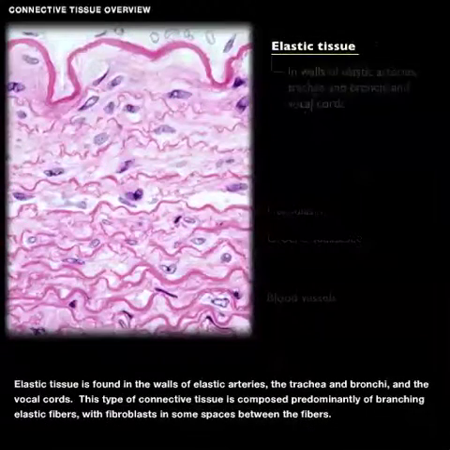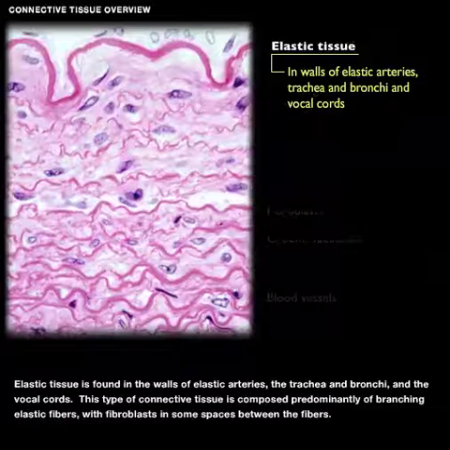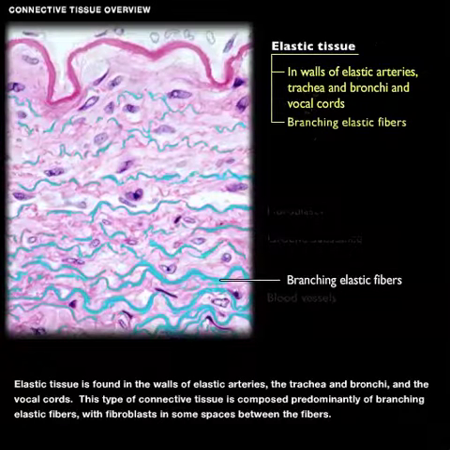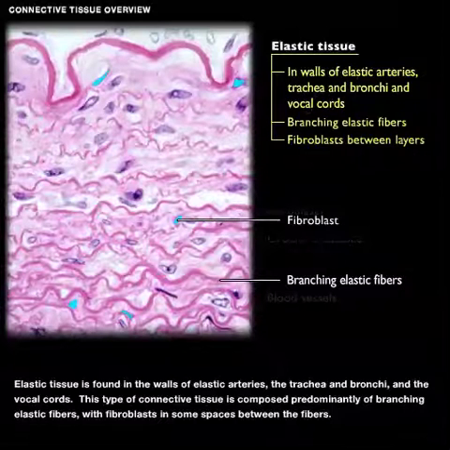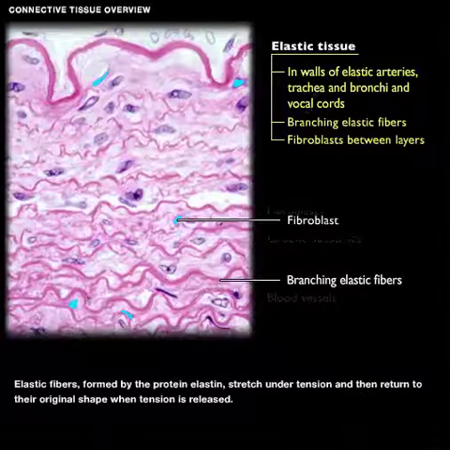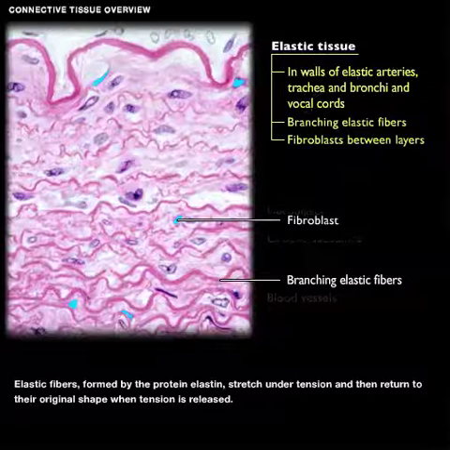Elastic tissue is found in the walls of elastic arteries, the trachea and bronchi, and the vocal cords. This type of connective tissue is composed predominantly of branching elastic fibers, with fibroblasts in some spaces between the fibers. Elastic fibers, formed by the protein elastin, stretch under tension and then return to their original shape when tension is released.